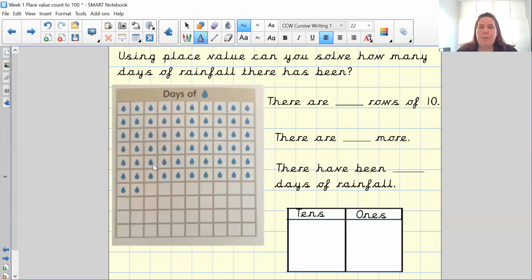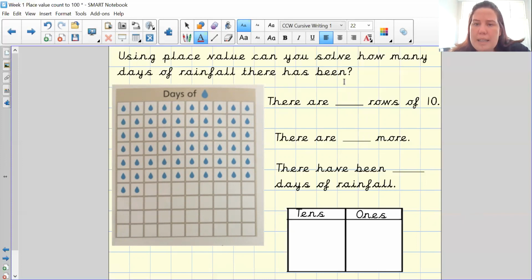So well done if you solved that at home. Now it is going to be your turn to solve this one. Again, we did some research and we have made a tally of every day it has rained in our classroom. So if you look at the chart, you'll be able to see how many days of rain we have had so far. I would like you to fill in the stem sentence. There are something rows of 10. There are more, and there have been days of rainfall. I would also like to see a tens and ones frame if you can as well, please. I am now going to go through it and solve it. So if you do not want to hear the answers or if you're unsure, you can go along with me. But if you want to solve it first, please stop the video now.